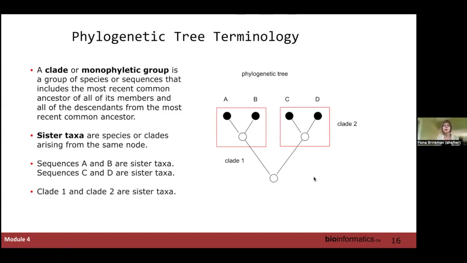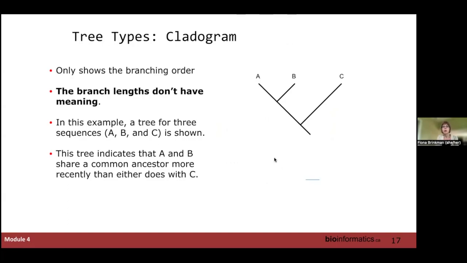So then we're going to have these monophyletic groups, or groups that have a similar phylogeny of one phylogeny. That would be called a clade. So here's one clade comprising A and B and another clade comprising C and D. And we call these sister taxa. So A and B are sister taxa and C and D are sister taxa. And even clade one and clade two are sister taxa because they are descended from a particular shared node. Okay. The tree types you can have include a cladogram that only shows branching order.